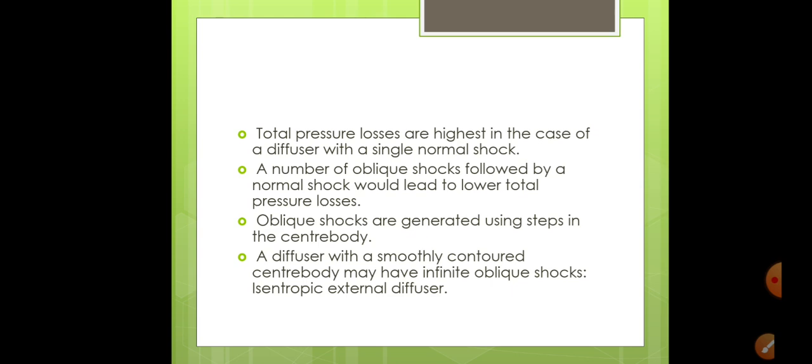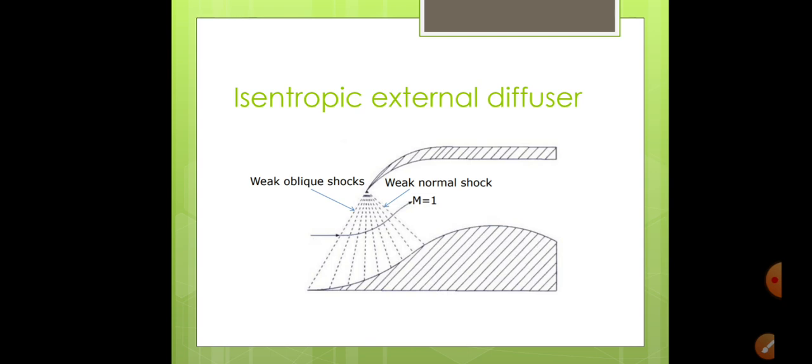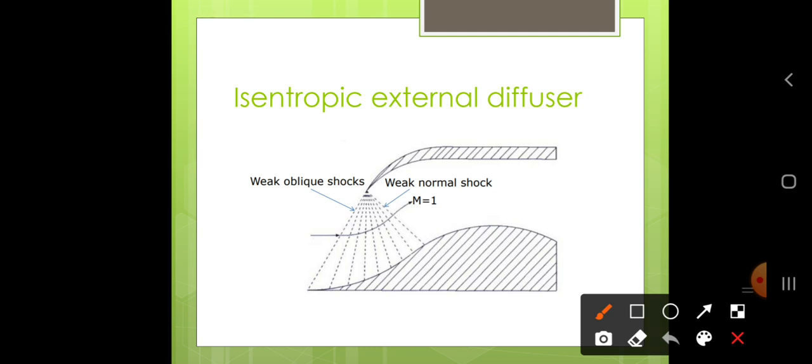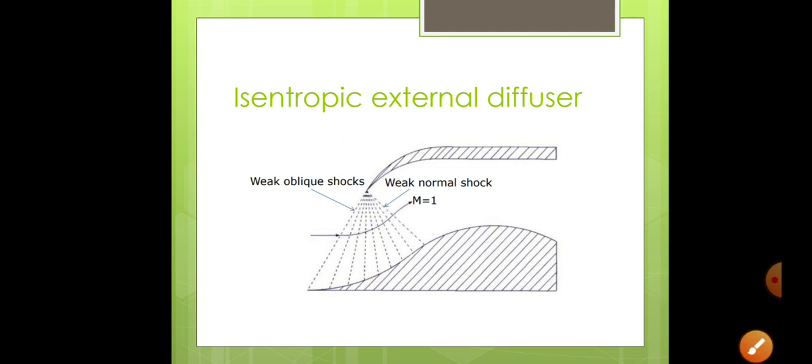Isentropic external diffuser. So here we can see an isentropic external diffuser where there will be formation of weak shock waves. A series of weak shock waves will be formed internally itself. So we'll be terming it as isentropic external diffuser.